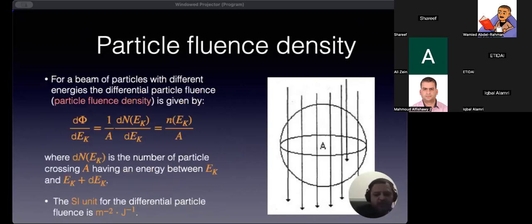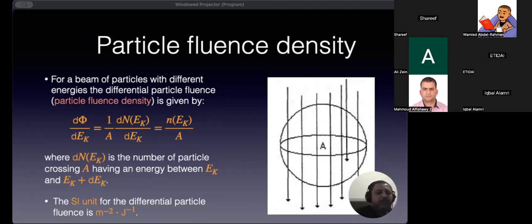Now, this is a concept that I think a lot of people struggle with, which is the particle fluence density. For a beam of particles, this is used to describe fluence, but not for a monoenergetic beam. It's used when you have particles with different energies. So for a beam of particles with different energies, we define this quantity, the differential particle fluence, or sometimes it's called the particle fluence density. Density is not per volume. Don't think of density per volume, but per energy.